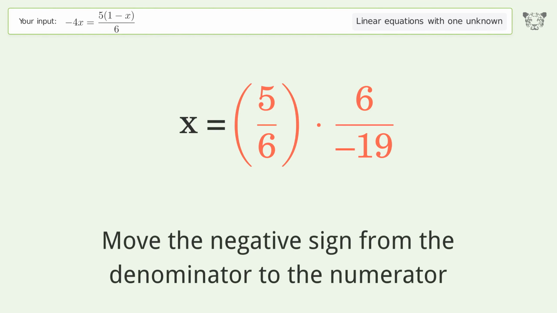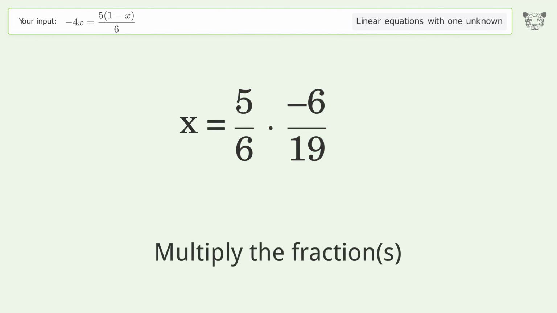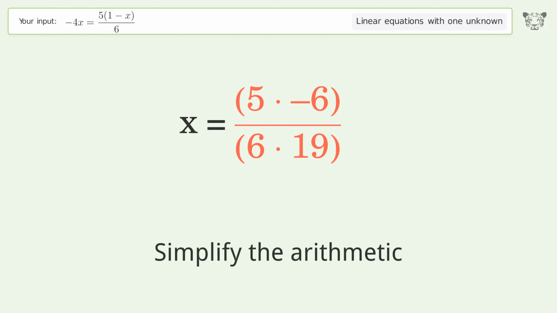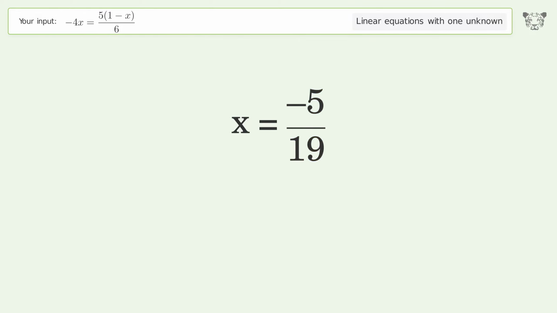Move the negative sign from the denominator to the numerator. Multiply the fractions. Simplify the arithmetic. And so the final result is x equals -5/19.